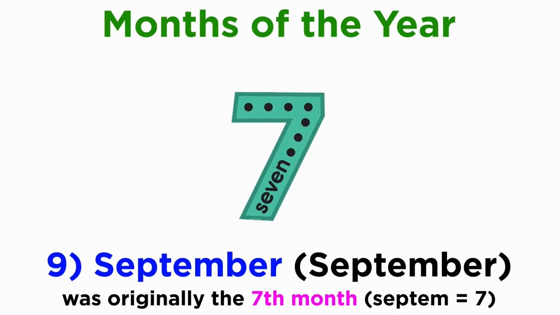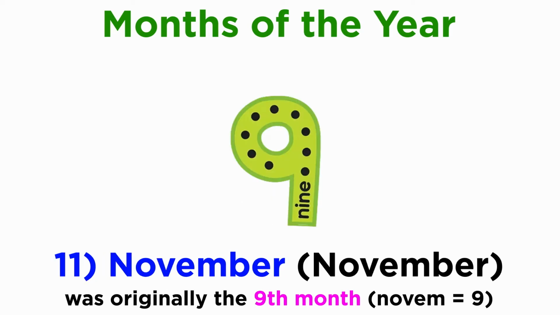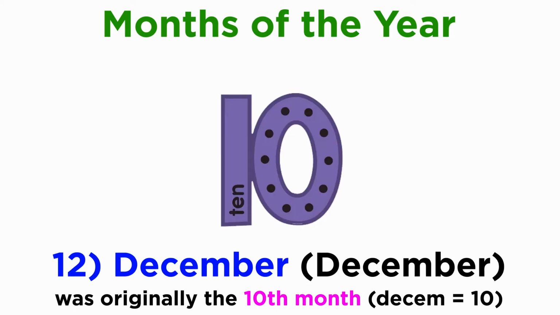September, so called because it originally used to be the 7th month, since septem means 7. October, the old 8th month, since octo means 8. November, the old 9th month, since novem means 9. December, which used to be the 10th month, since decem means 10.